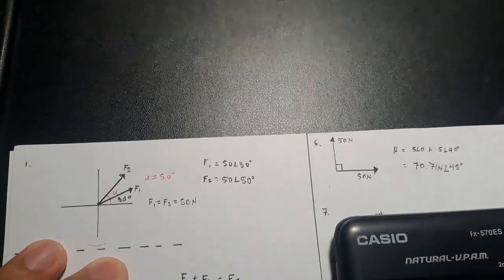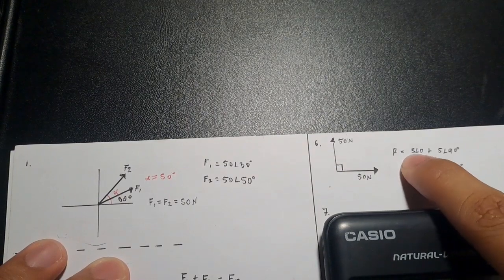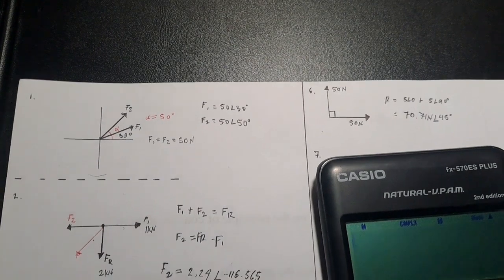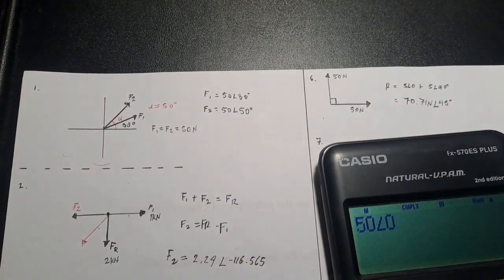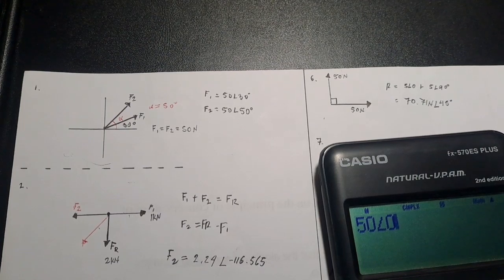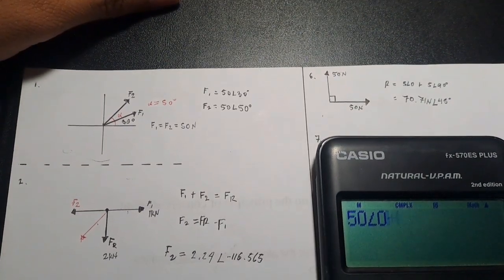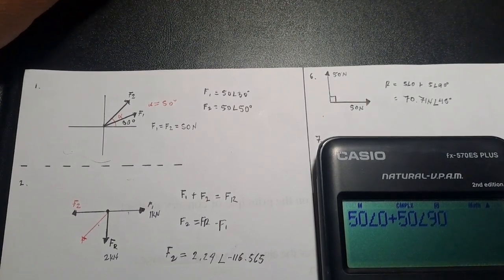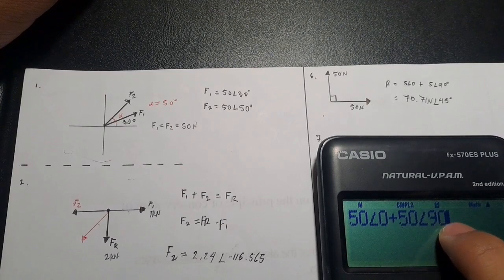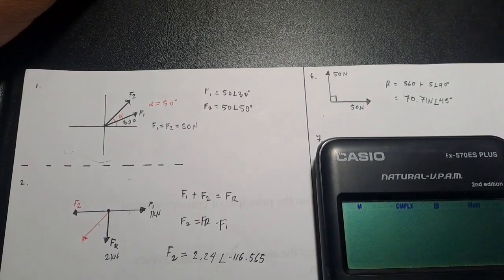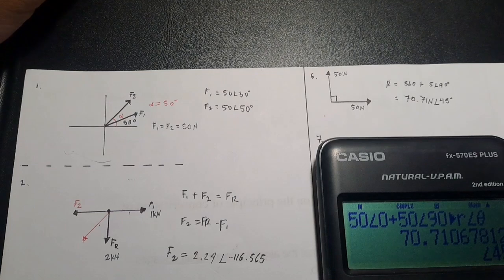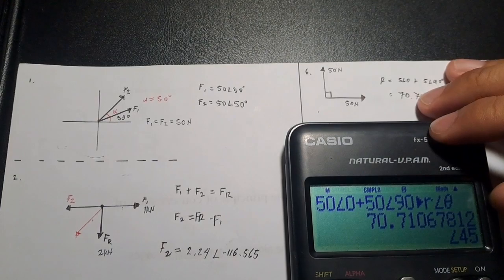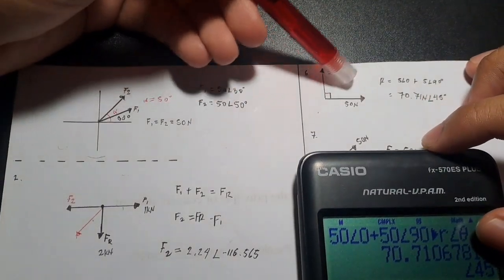So we can either have, mali pala yung nasulat ko dito, 5 lang, that's supposed to be 50. So we have 50 angle 0. Keep in mind they are separated by 90 degrees, so yung isa nasa angle 0 plus 50 angle 90. So shift to 3 natin, giving us 70.71 magnitude at an angle of 45 degrees. So this should be nasa gitna to.